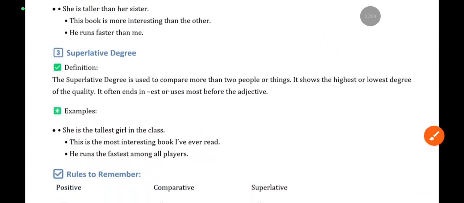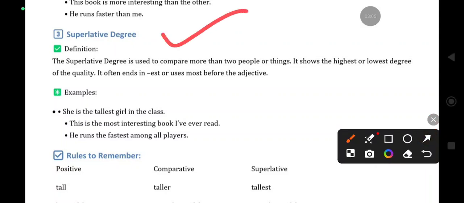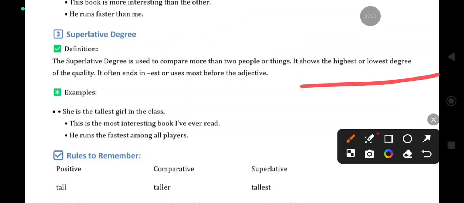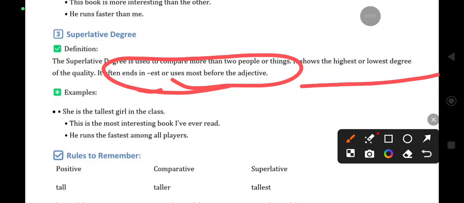Now next, the superlative degree. The superlative degree is used to compare more than two people or things. Suppose I want to compare the girl's height with the whole class of classmates, then we are converting the sentence into the superlative degree. When we are doing a comparison with more than two people or things, it shows the highest or lowest degree of the quality. It often ends in -est or uses "most" before the adjective.